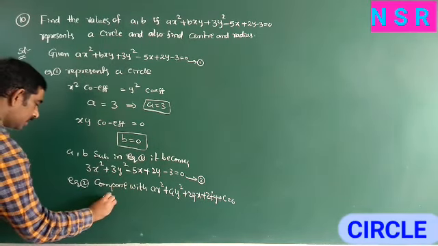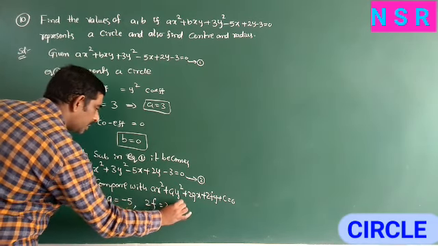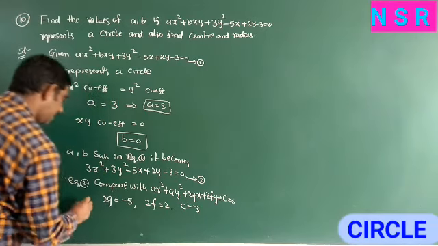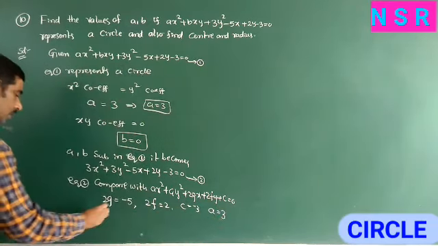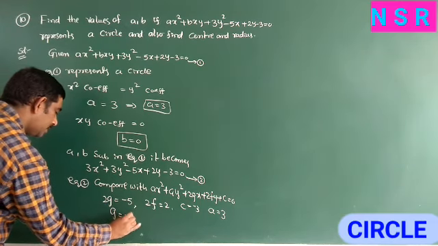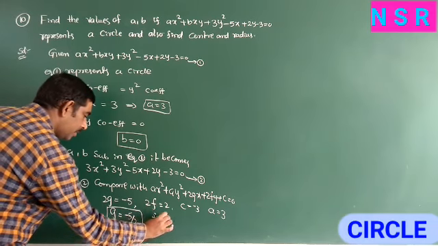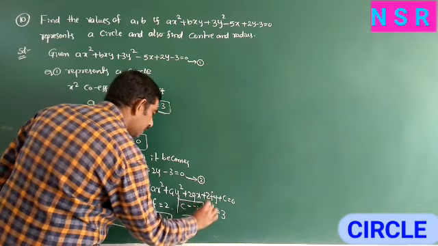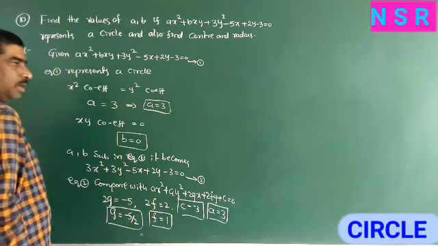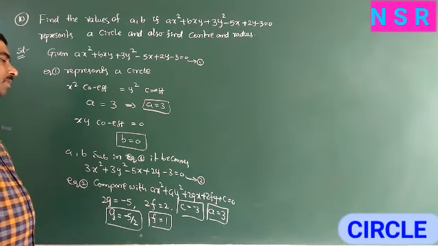Now 2g is equal to minus 5, 2f equal to 2 and c equal to minus 3, and here a value 3. Now g is equal to minus 5 by 2. This is g value, and here f equal to 2 by 2, 1, and this is c value, minus 3, and a value 3.